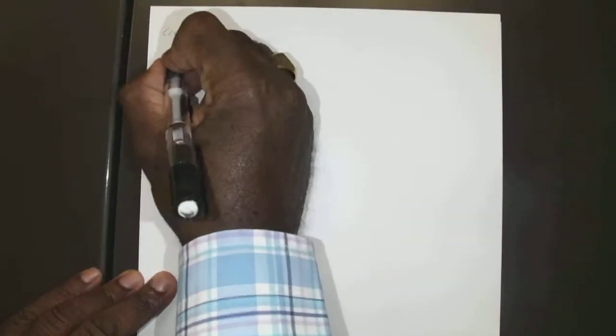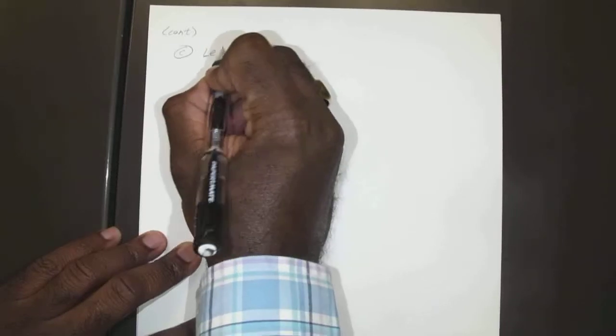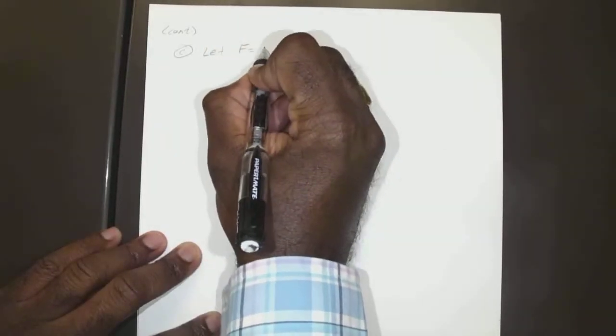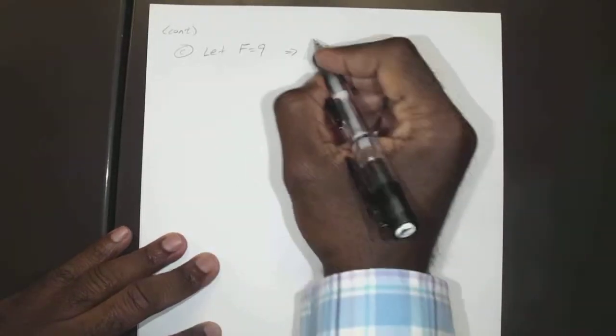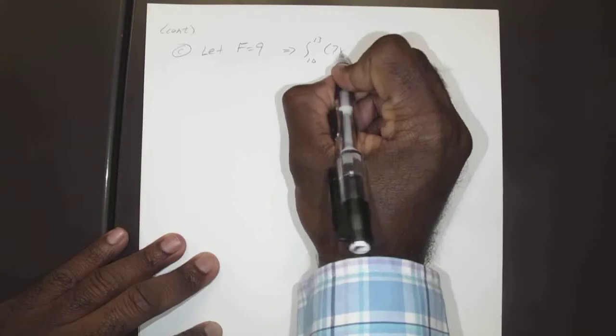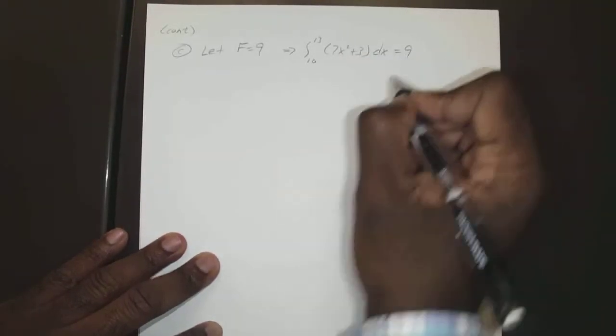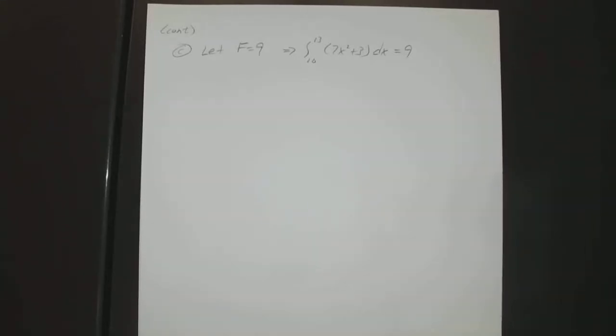Moving down a little. Oh, sorry about that. Okay, so for C, we want to know if f is less than or equal to 9. First, let's just let f equal 9. Okay, we'll see about the less than afterwards. So that means the integral from 10 to 13 of 7x squared plus 3 with respect to x is equal to 9.